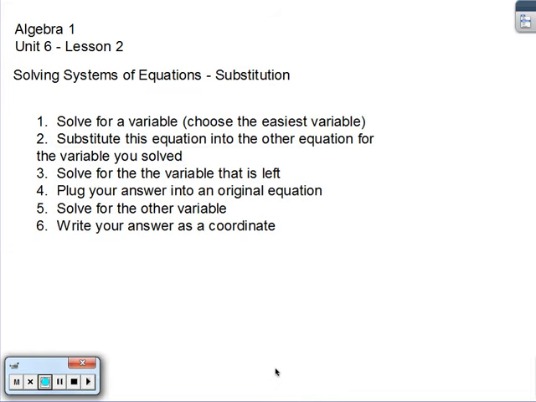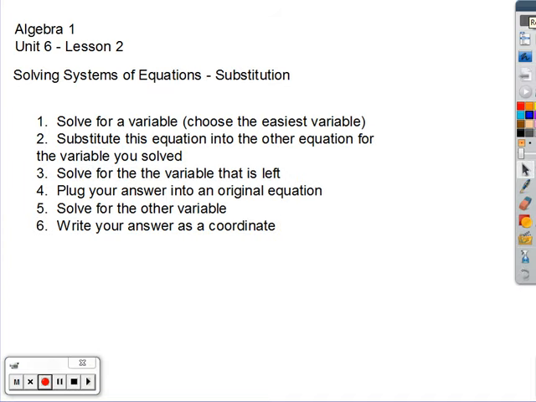Now we're solving systems using substitution. This would be an algebraic method. These are the steps. I'm not going to read them to you. You can certainly read and write them down yourself. Some of you could probably do it in less steps, right? But I want to make sure I give you as much detail as possible. So let's take a look at an example problem.